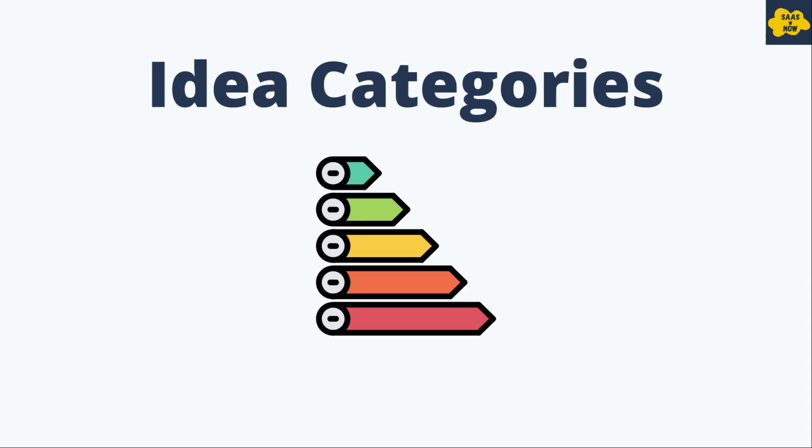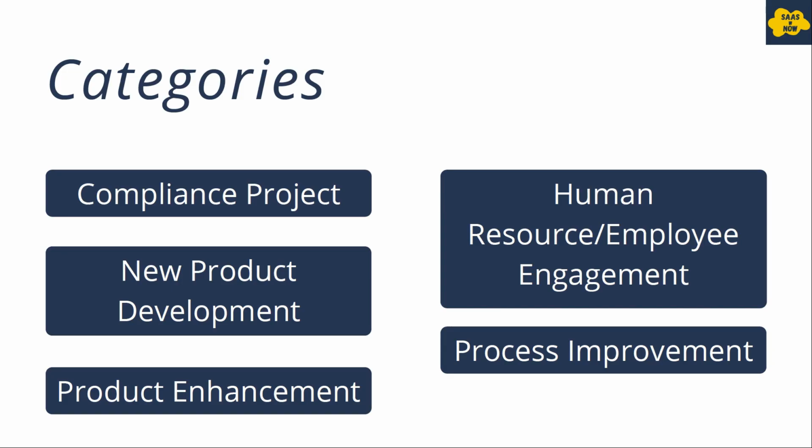Idea categories. An idea can be of different types. And these different types are basically categories of idea. We have out-of-the-box categories from ServiceNow as well. And those categories are compliance project, new product development, human resource employee engagement, product enhancement, process improvement.